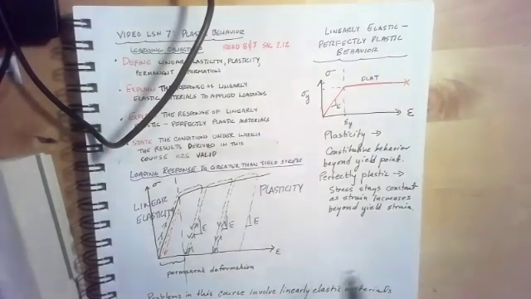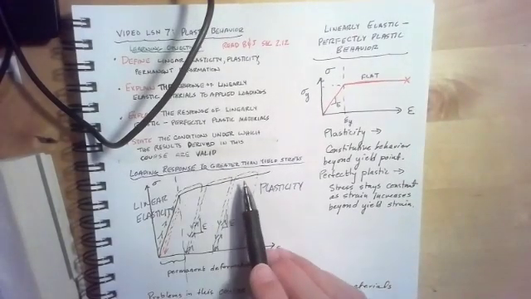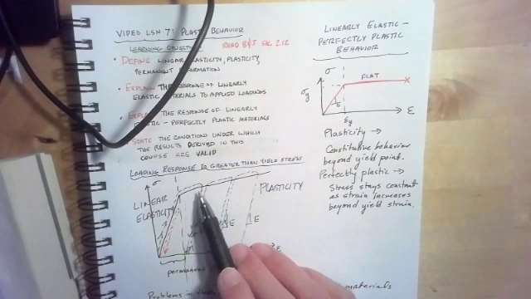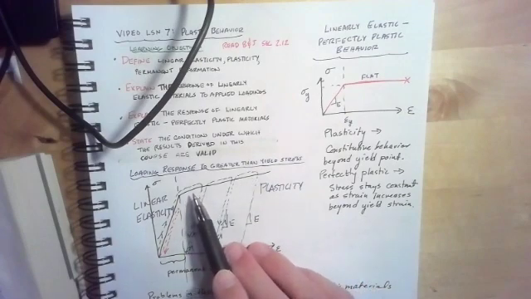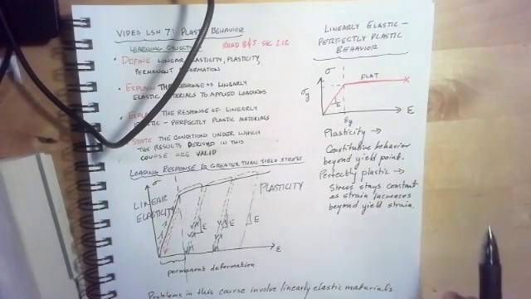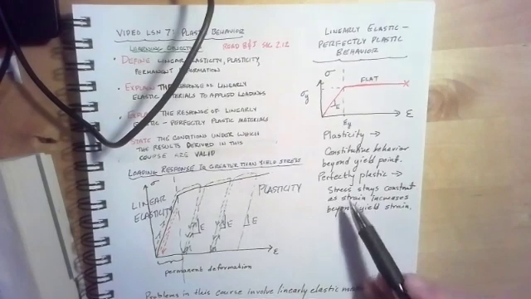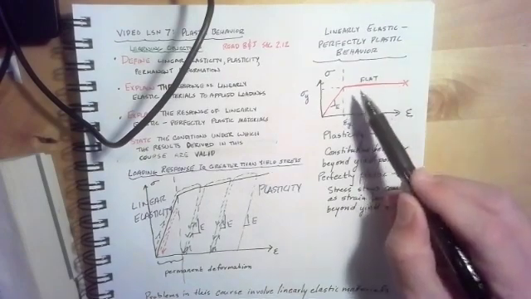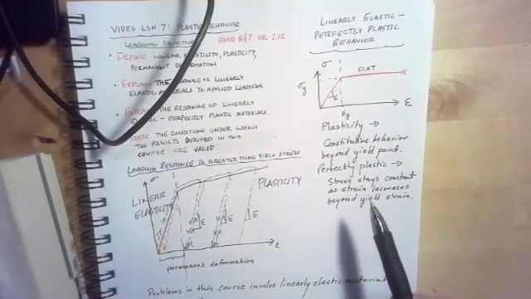So by plasticity, we mean the constitutive behavior of the material beyond the yield point. In other words, the stress-strain relationships beyond the yield point. Now, for a perfectly plastic material, the stress would stay constant as we exceed the yield strain.